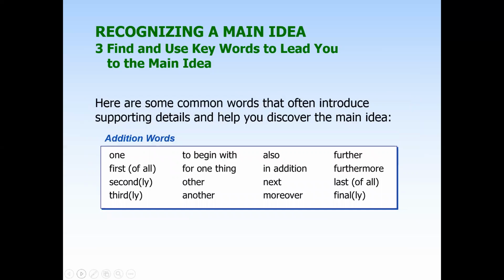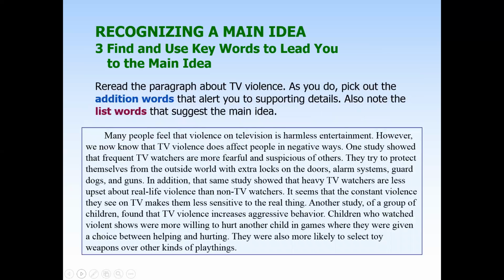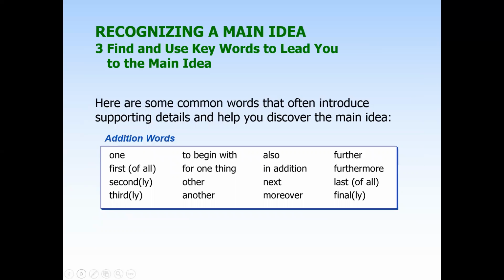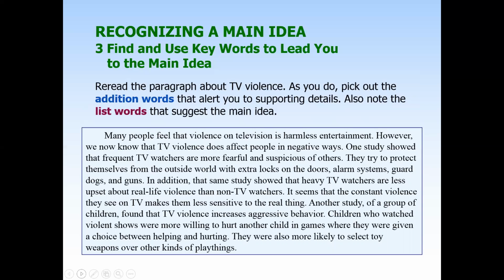Here are some common words that often introduce supporting details and help you discover the main idea. These are also called addition words. So you could print these, or you could press pause and copy them down as well. If you look back at the TV violence paragraph, pick out the addition words that alerted you to supporting details. Also, note the list words that suggest the main idea. So use those 2 lists that we just looked at and try to incorporate those into the TV violence selection.